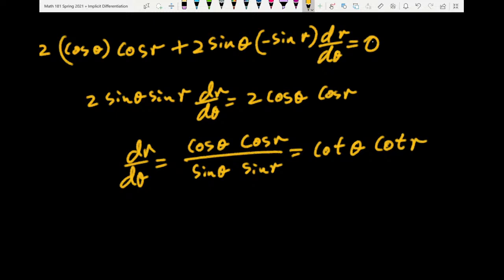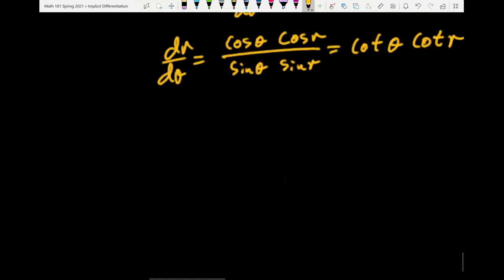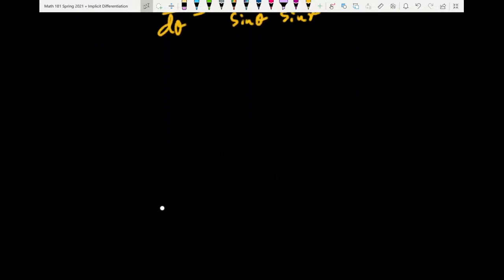All right. All right, let's try this one. You have x times cosine of y equals 1.